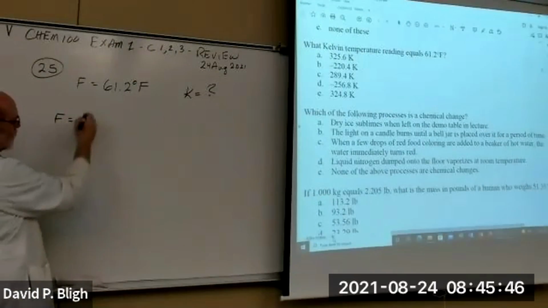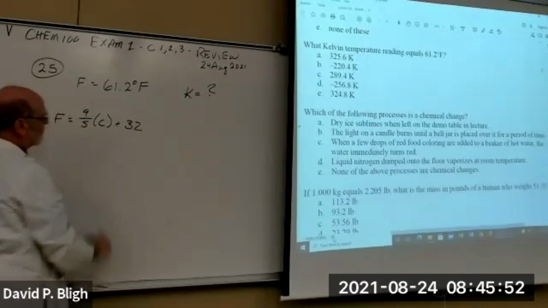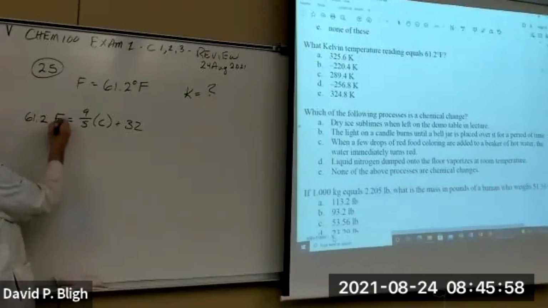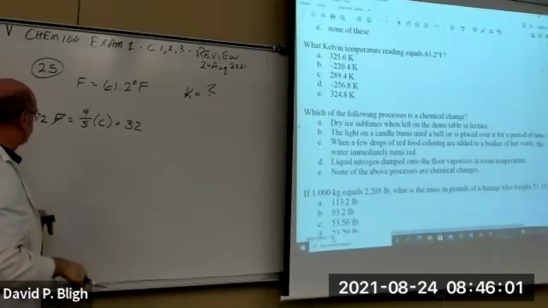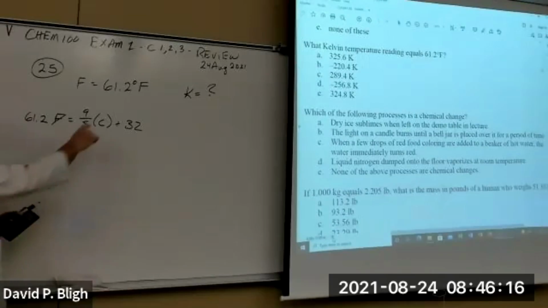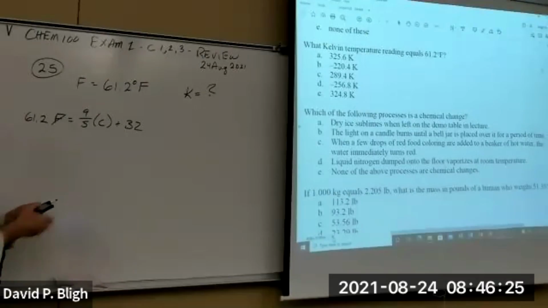So we know that the formula here is F equals 9/5 C plus 32. In this case, I'm just going to plug in 61.2 here, right? And then solve for C. So 61.2 minus 32 is 29.2. And then I'm going to multiply by 5 and divide by 9, right? Because this over here flips on its head. All right, so this is 16.22222.